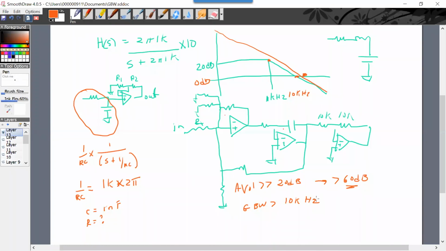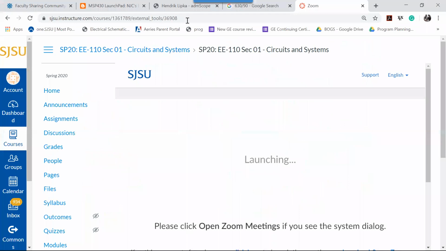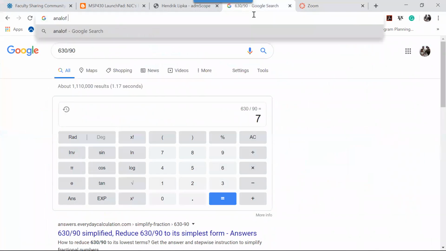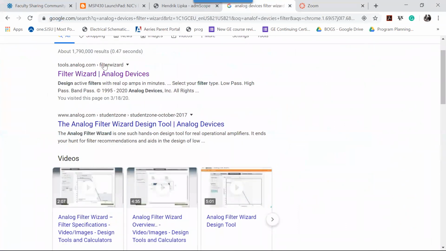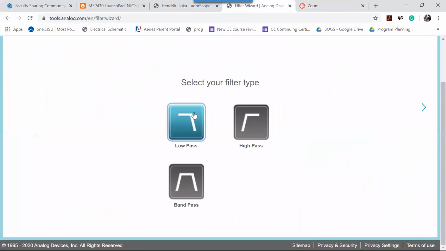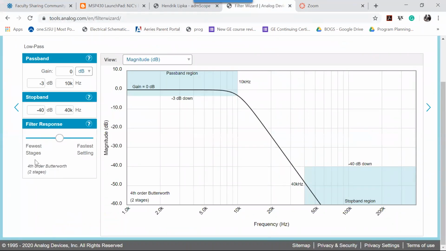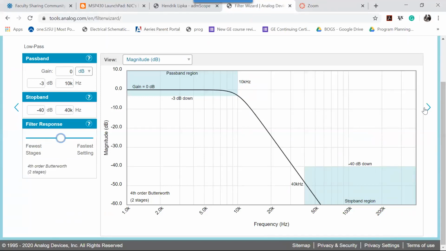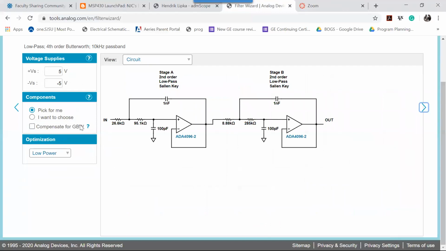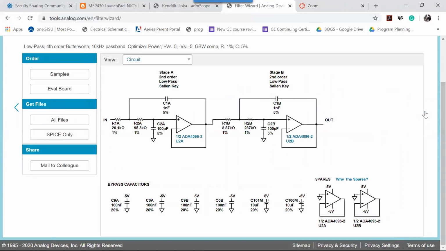Of course, the other way to go about it: I posted a FAQ today, and in that FAQ there's this wizard. You just say, here's the filter that I want. There are more things that we haven't gone over yet. If you say you want to compensate for gain bandwidth and you want low power, you can see it's coming up with the numbers and the architecture, the op amp, for you. So it's taking care of that, and it's even giving you a parts list.